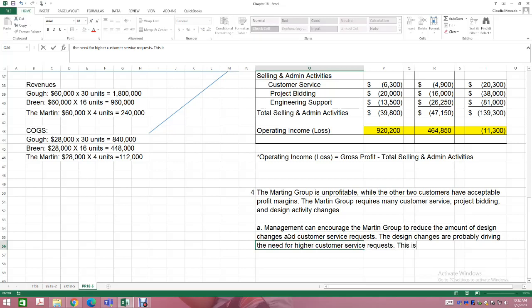This is a behavior that the Martin Group needs to work on. Okay, so the Martin Group needs to organize themselves. Okay, we're going to be making these changes.